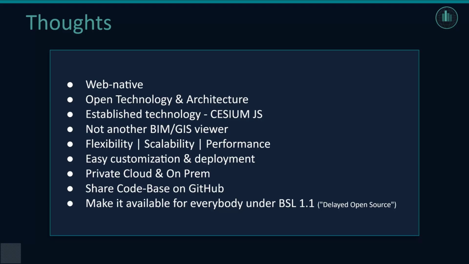Another thought was it should be easy to customize and deploy. It should be able to run in the cloud, on a private cloud, or even on-prem. And then I thought sharing the code base on GitHub is a good thing, so everybody can do something with it. So I thought about making it completely open source. I decided against it, and I made it available for everybody under Business Source License 1.1, which basically means for non-commercial use, you can do anything you want to do. But for commercial use, you have to ask me. And I think I put in a time frame of 4 years, and then it automatically becomes MIT open source.